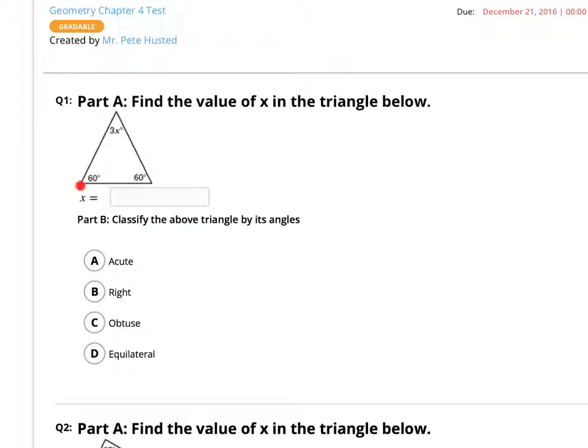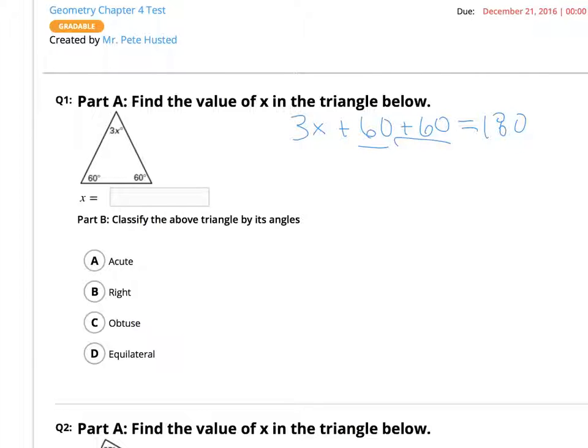Okay, 60 degrees, 60 degrees, and 3x are the three angles of the triangle. So remember there's 180 degrees, so you're going to want to go 3x plus 60, plus 60 equals 180. And solve for x from there. Remember, you've got like terms to combine here first. Okay? Solve for x and make sure you type in your answer.